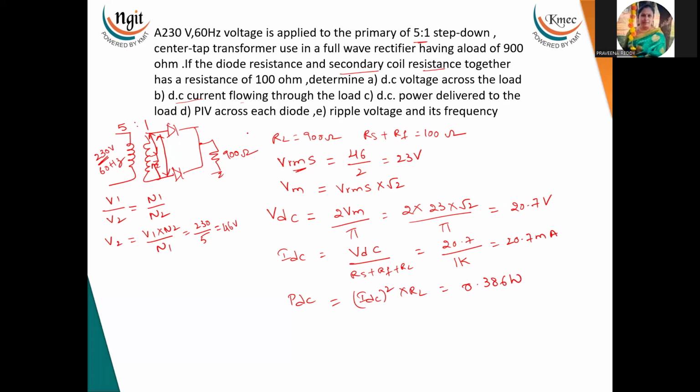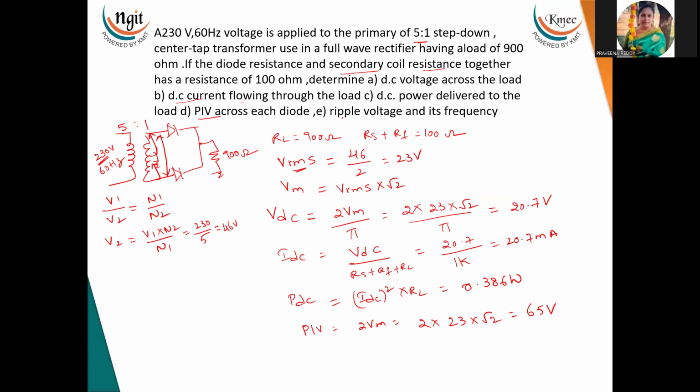So this is a PDC. Now next one is PIV. Peak inverse voltage in a full wave rectifier is how much? It is a 2 Vm. Now here the Vm is VRMS into root 2. So 2 into VRMS is 23 into root 2. That is nothing but 65 volts. Yes, PIV is 65 volts.